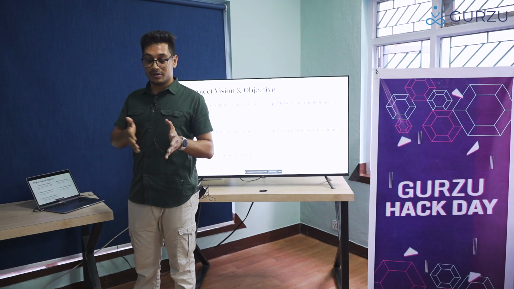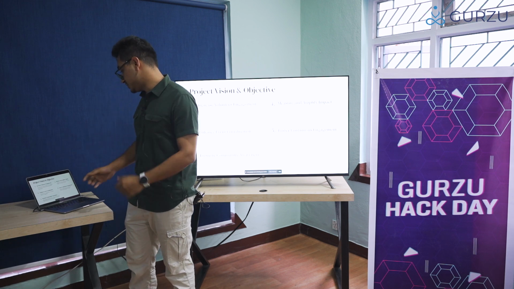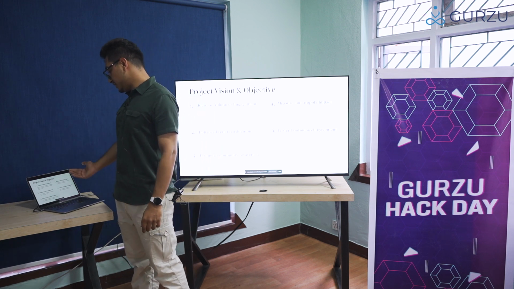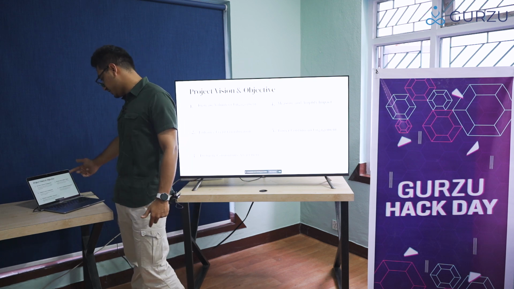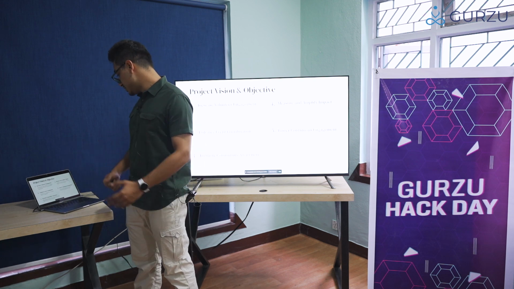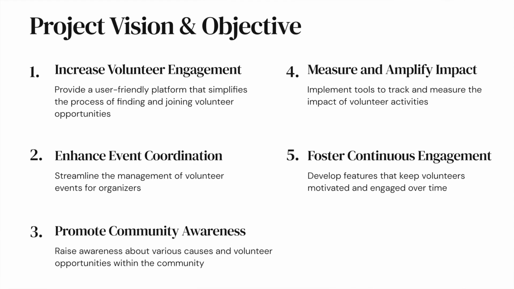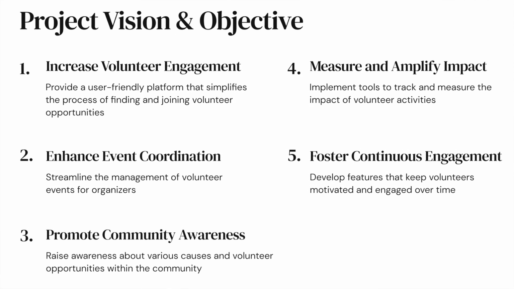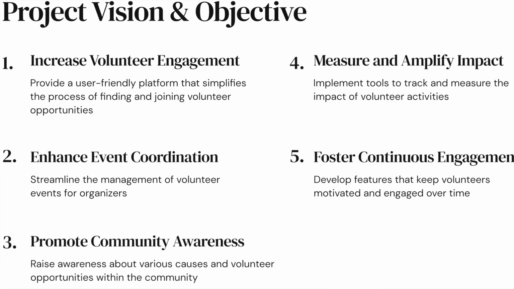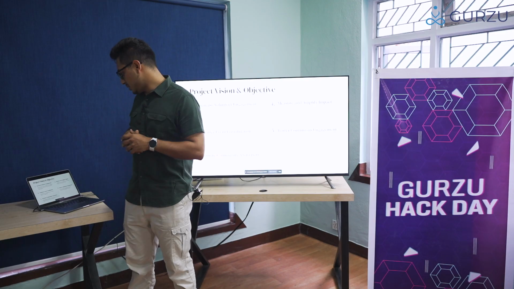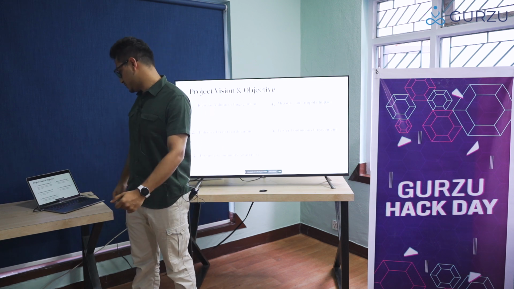Like I talked about the constraints that we had and the problems that we want to solve, the project basically solves the problem in these different areas. Increase volunteer engagement. We want to provide a user-friendly platform which simplifies the way a volunteer can look into events and take part in them. So we want to make a very friendly UI and a very easy system that anybody would love to use.